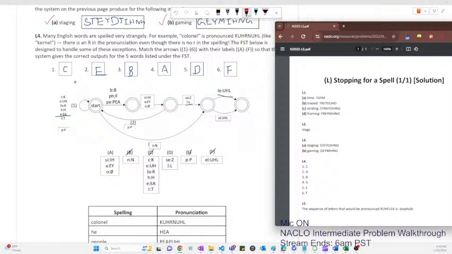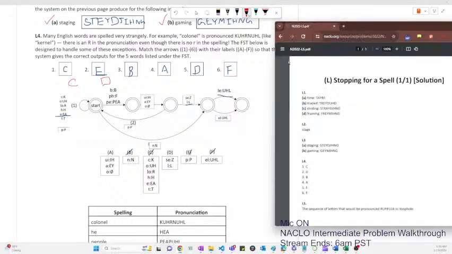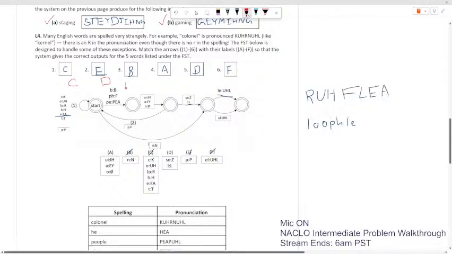Interesting. It goes C, D, C, D, B, A, E, F. C, D, B, A, E, F. How does that work? C, C, D. D is what? D is what I've put for 5. D is this one.